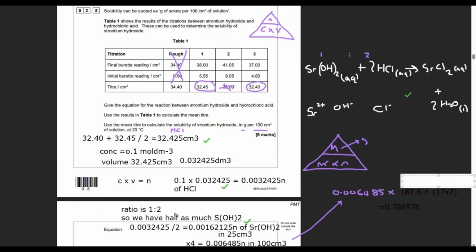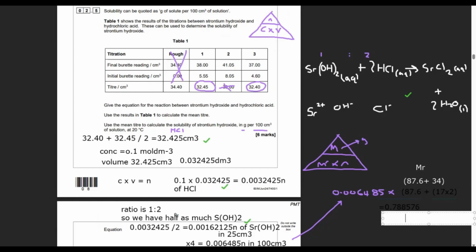So that's what we're looking at. That's the Mr of strontium hydroxide. And so what we've just worked out here is we've got 0.788576 grams per 100 centimeter cubed. And there's your final piece of the puzzle. Now, am I going to get the mark for that, or do I need to round it?